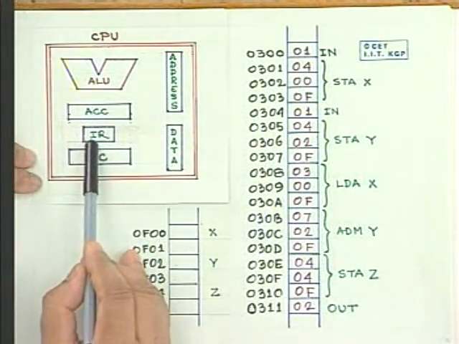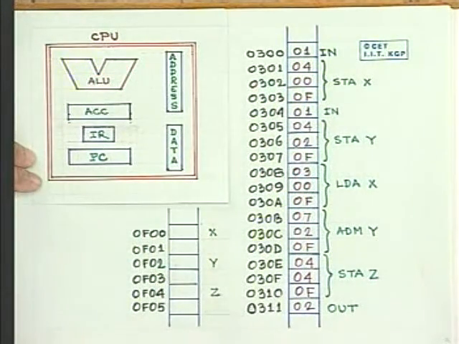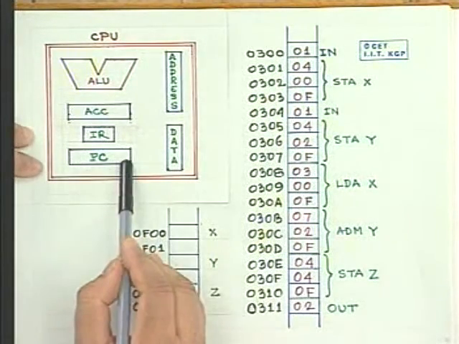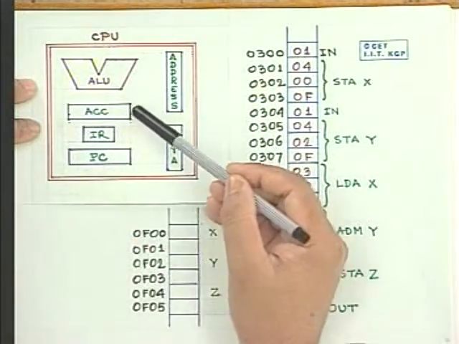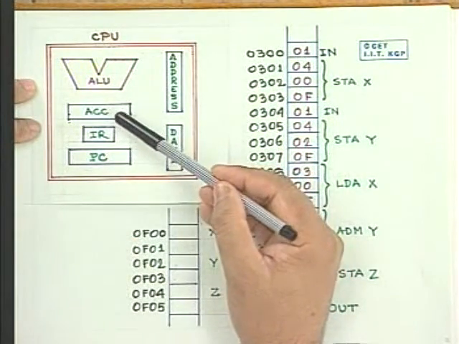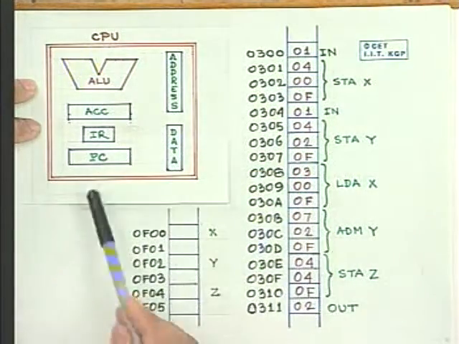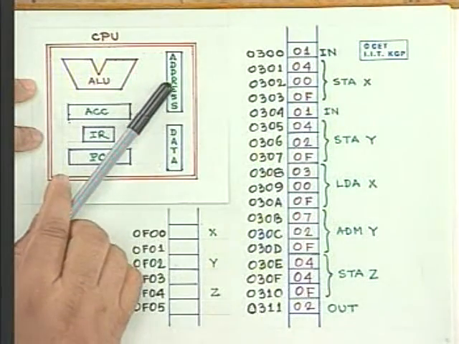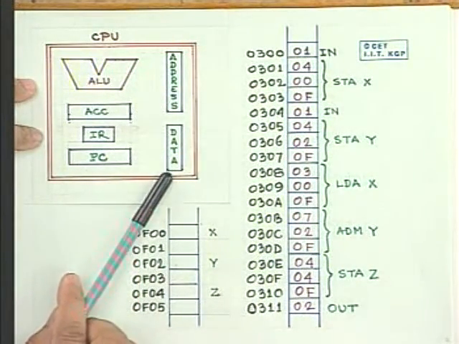Okay, we call it the instruction register. Let us see what the purpose of this instruction register is. Here is another register, 16 bits or 2 bytes wide, which we call the program counter. All these registers, the accumulator, instruction register, and program counter, have special significance, as we will see. There is one address buffer that we have kept, and there is one data buffer.